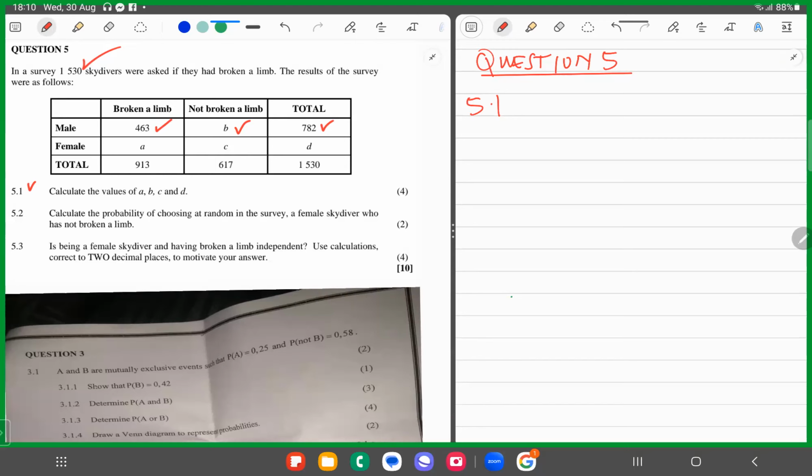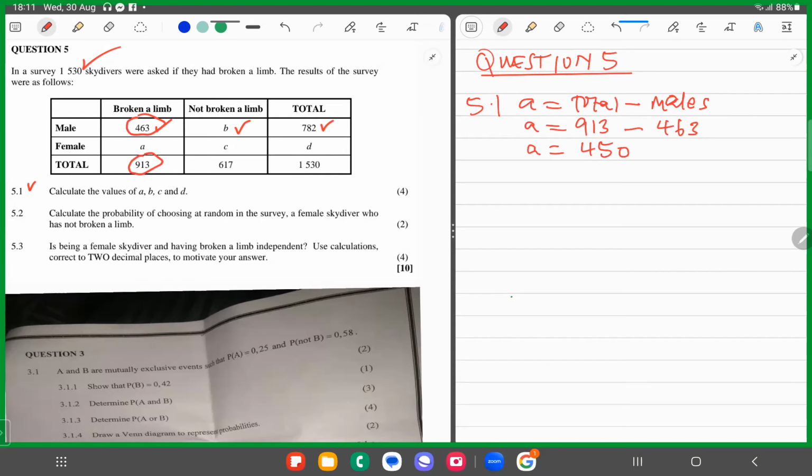Let's find the value of A, for example. The value of A will clearly become the total minus the males. So what is the total? The total is 913. Minus the males. The males are 463. And what is the answer? The answer is exactly 450. So in other words, the value of A is 450.